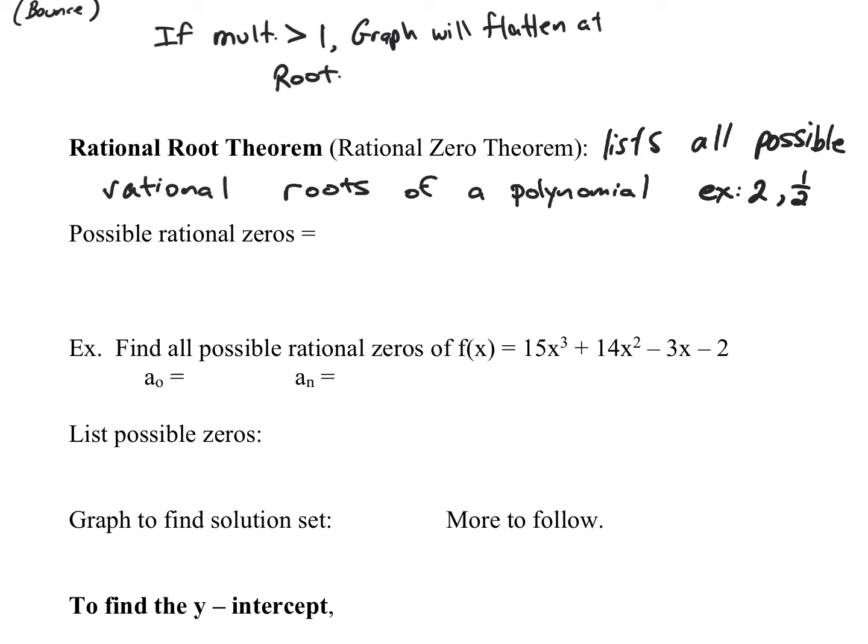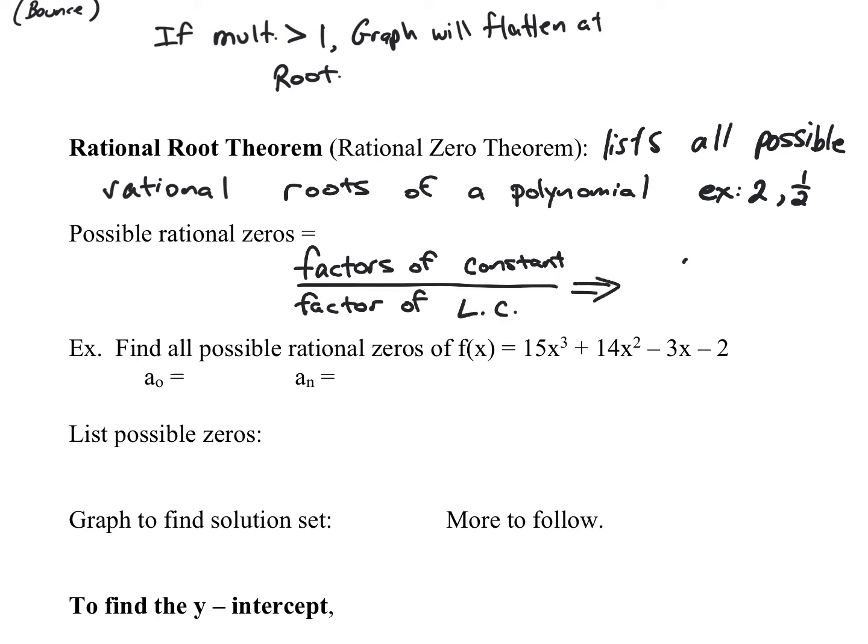The way we find that list of possible rational roots is that we take all the factors of the constant term, the number with no variable, divided by all the factors of the leading coefficient. And the way we list those is we call all the factors of the constant a p-value divided by all the factors of q, the leading coefficient. So what do we mean by this?